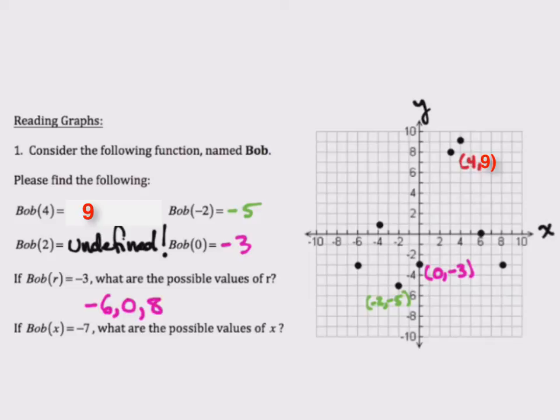So let's say if Bob of x is -7, what are the possible values of x? So we say if -7 is the output, what are the possible inputs that give that? Well, let's find -7 on our output axis, and it appears that we've got no points there. There are no inputs that ever give an output of -7. -7 is just not part of our output set. So we just say none. There are no values of x that give -7 as an output.